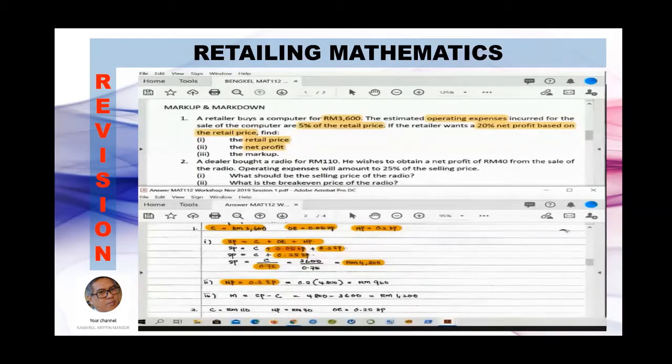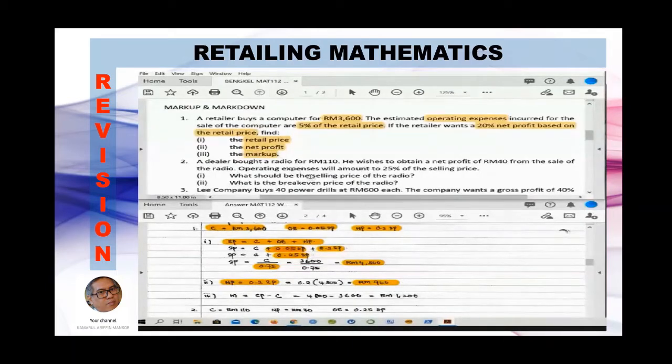Okay. So just what you need to do right now is just simply substitute nilai SP tadi dengan 4,800. So you akan dapat 0.2 kali 4,800. So at the end you akan dapat nilai net profit bersama dengan 960. Okay, itu adalah nilai net profit. Dan akhir sekali dia suruh kita cari nilai markup, nilai markup ataupun nilai gross profit.